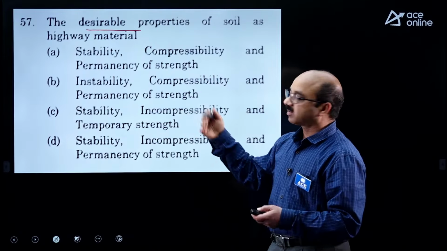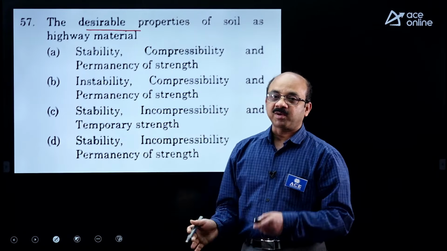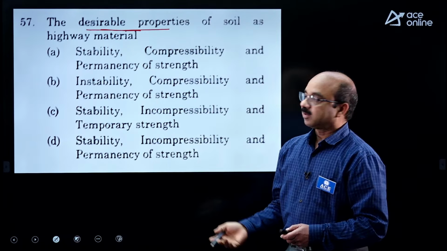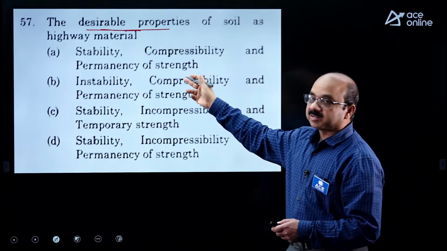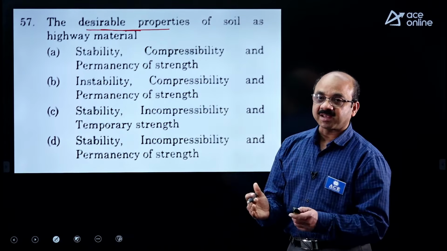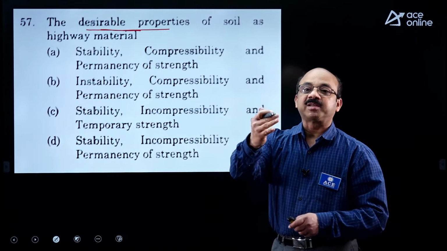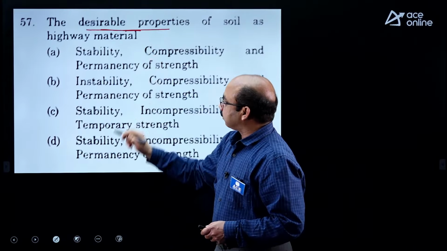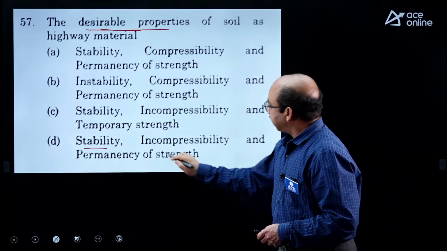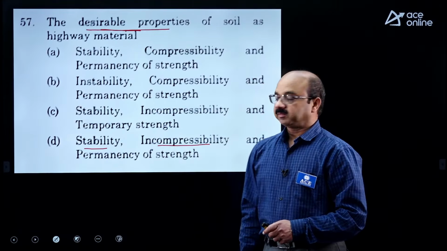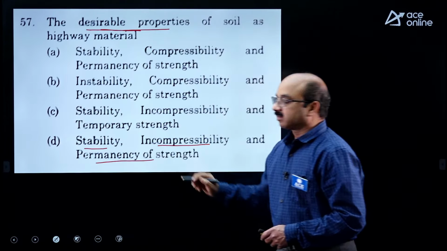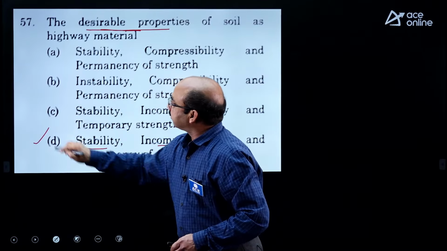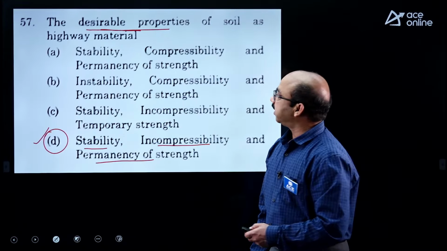If it is properties, we may say strength, compressibility, something like that. What is being asked here? The desirable properties which you may like to have there. You can see stability, instability, compressibility, incompressibility. So which one do you desire? We desire stability. We desire no settlement. No settlement means it should be incompressible. That's why the desirable properties include stability, incompressibility, which means no settlements, and also permanency of strength. Strength should be there permanently, should not be lost with time. Therefore, this is the best option among these, D.